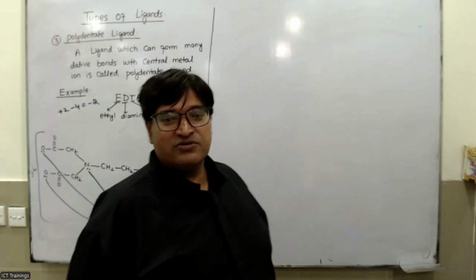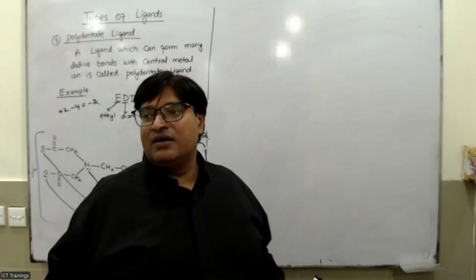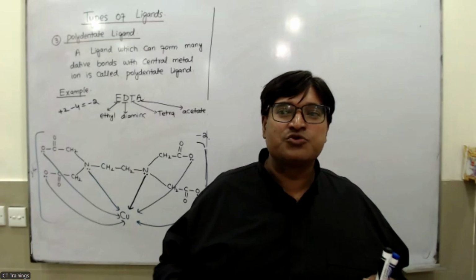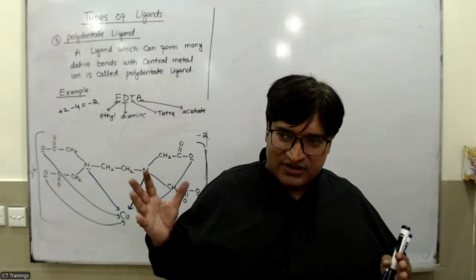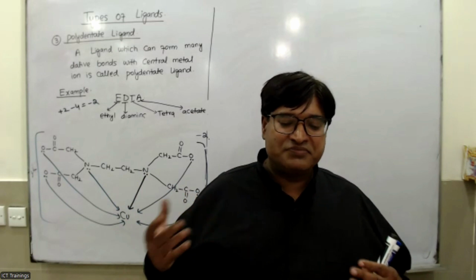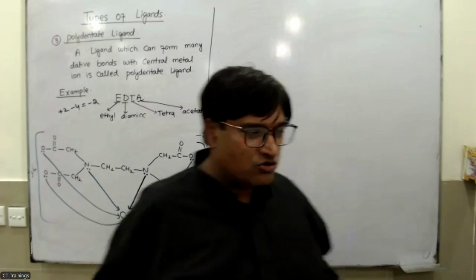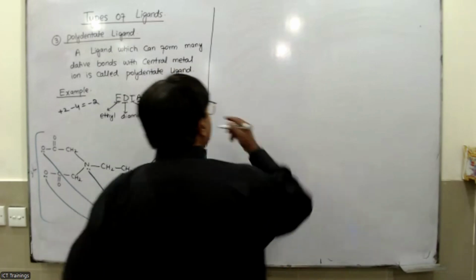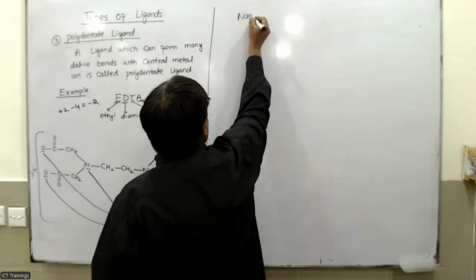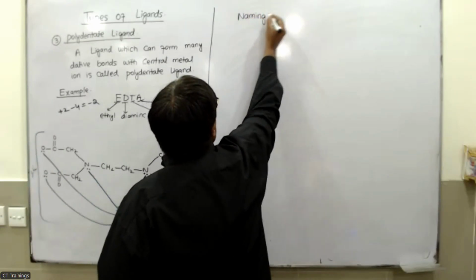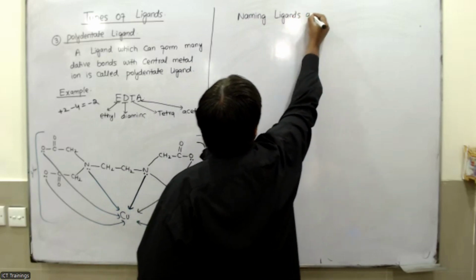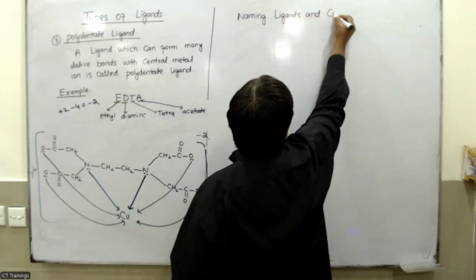So now we are going to start the next thing. Basically, in some of the papers, they just write down the name of the complexes and the name of the ligands. So how could you do them? Have a look up here. Naming ligands and complexes.